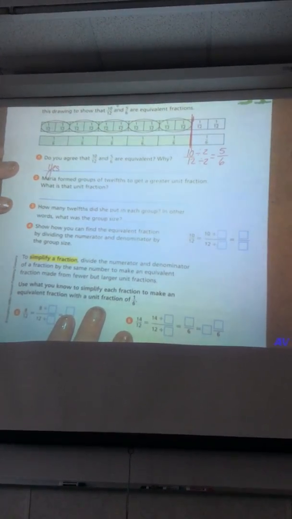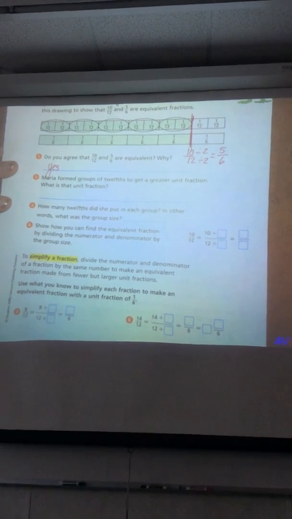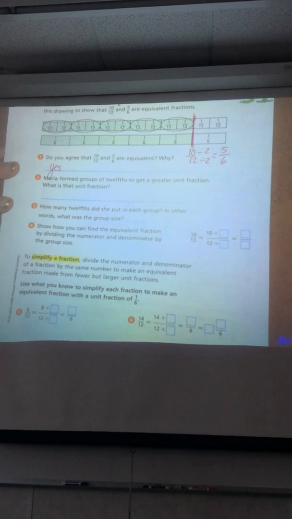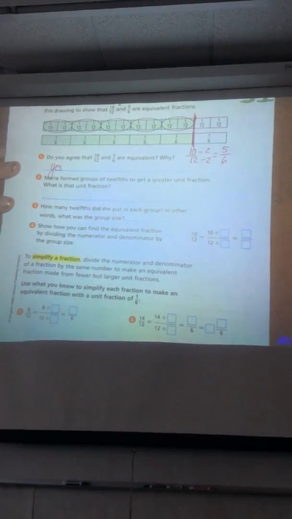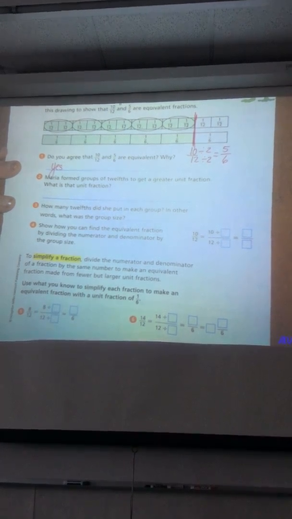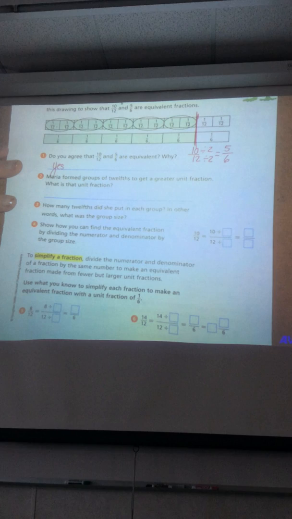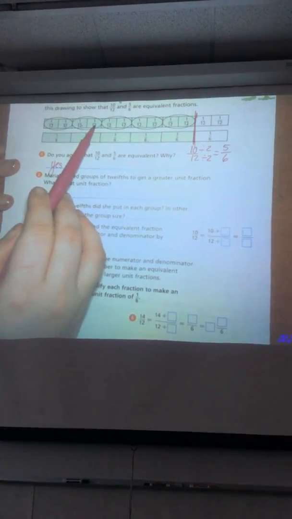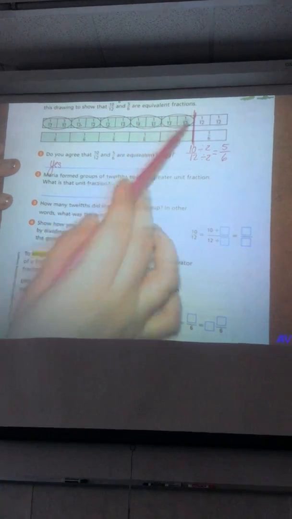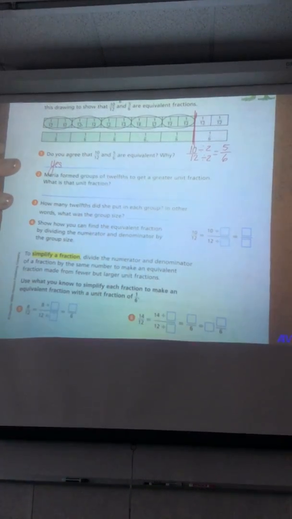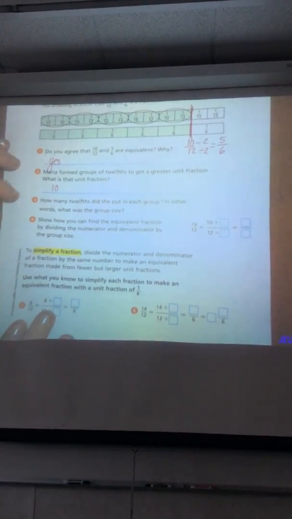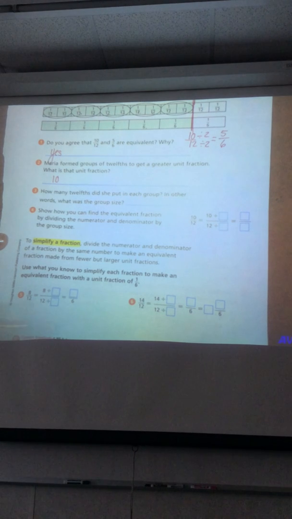So let's head on to number 2. So Maria formed groups of 12s to get a greater unit fraction. What is that unit fraction? So what's that unit fraction that we have there? Go ahead and count them. If you said 10, you would be correct, right? Because we have 1, 2, 3, 4, 5, 6, 7, 8, 9, 10. Okay? And down here we have 5. So it would be 10.